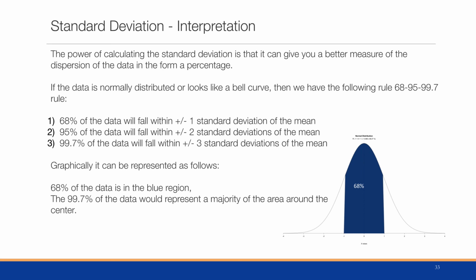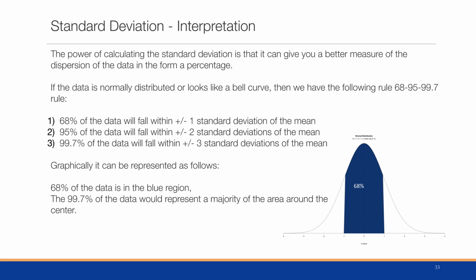So for example, 68% of the data will fall between plus or minus 1 standard deviation of the mean. Now this assumes that the data follows a normal distribution. 95% of the data will fall within plus or minus 2 standard deviations of the mean. And 99.7% of the data will fall within plus or minus 3 standard deviations of the mean.